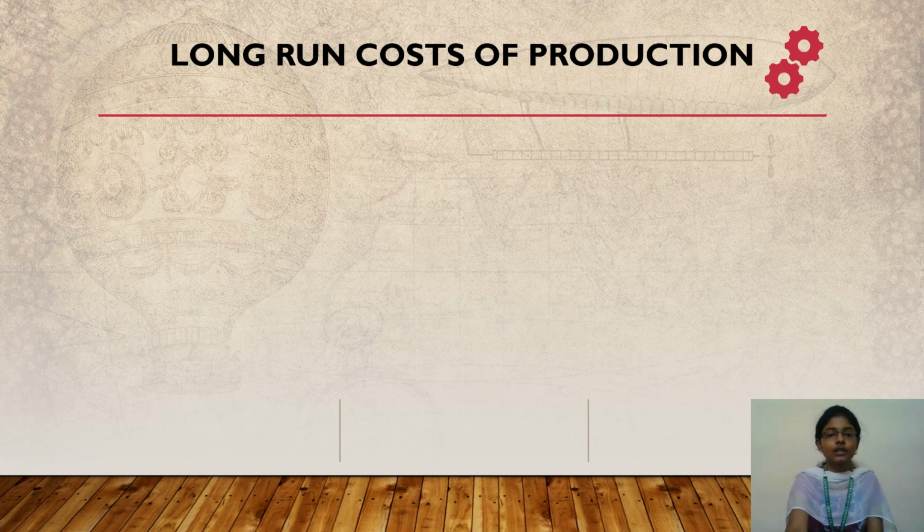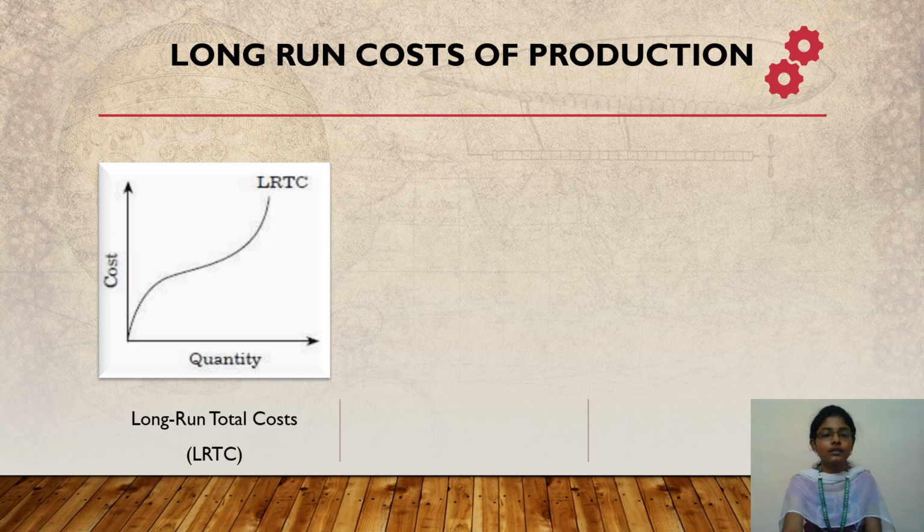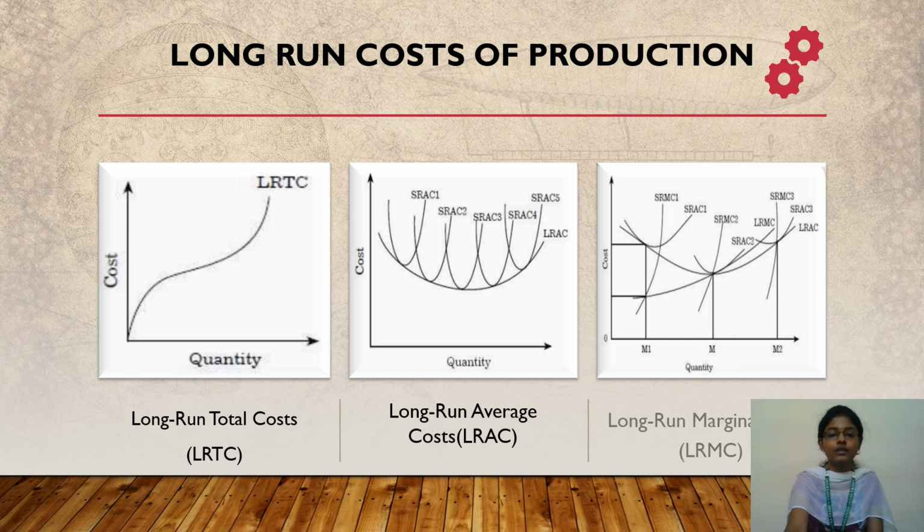Next, we'll see about the graphs of long run cost of production. First graph represents the long run total cost. Second graph represents the long run average cost. Third graph represents the long run marginal cost. In the long run, total cost has the S-shaped curve, which is similar to that of short-run total cost. For smaller quantities, the graph becomes flattened, and for larger quantities, the graph turns around and becomes steeper.